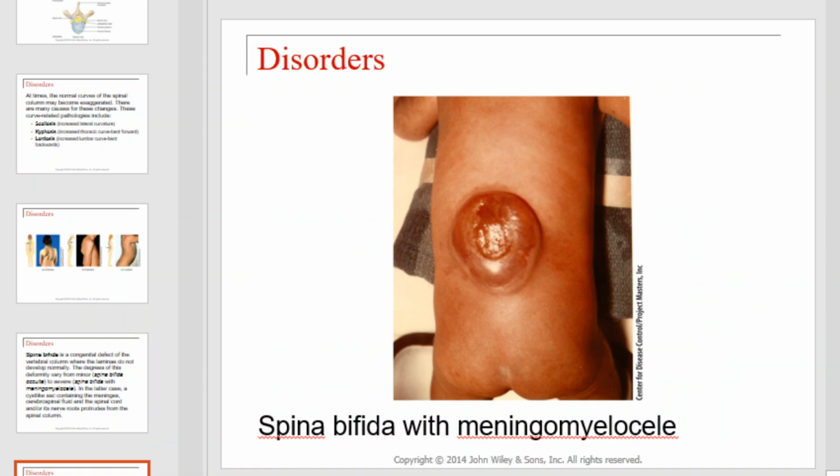This is an illustration of a severe case of spina bifida, and this ends our coverage of the axial skeleton.